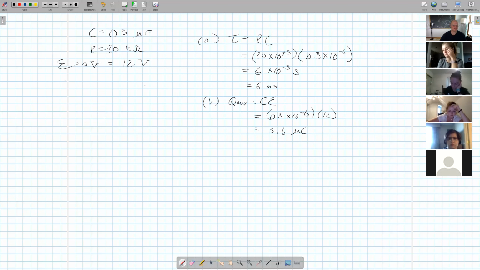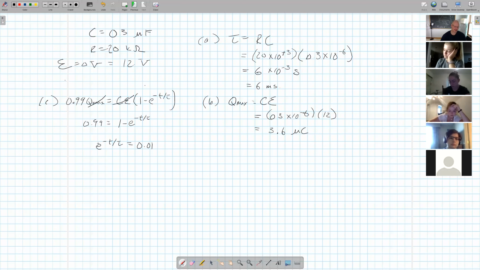Part C wants to know the time it takes for this to reach 99% of its maximum charge. So we want this to reach 99%. So 0.99 times Q max is equal to C times E times 1 minus e to the minus t divided by tau. We want to know the time. We know C times E is the same as Q max, so this cancels. So we have 0.99 equal to 1 minus e to the negative t divided by tau. I'm going to subtract this over here and add this over here. So I get e to the minus t divided by tau equal to 0.01.